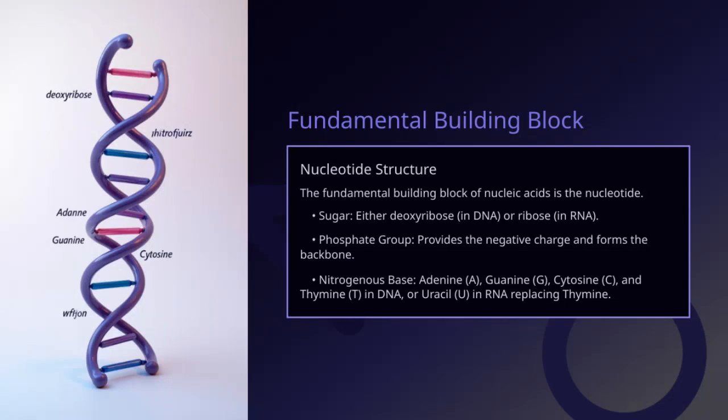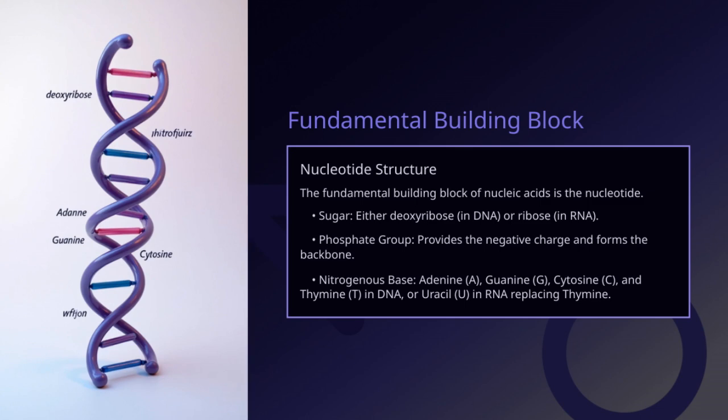Now let's take a closer look at the structure of a nucleotide, which is the fundamental building block of nucleic acids like DNA and RNA. First, we have the nitrogenous base. In DNA, these are adenine, guanine, cytosine, and thymine, while in RNA, thymine is replaced by uracil. These bases are crucial because they carry the genetic information and form the code that determines how our cells function.